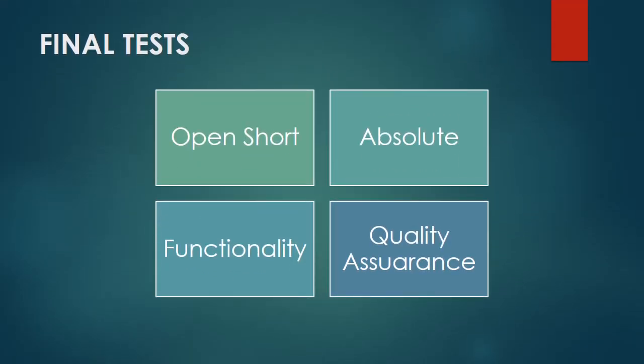There are a few tests that need to be done on the semiconductor. This test is called the final test. This test is a process of testing the packaged integrated circuit chips to specification. The purpose of this final test is to ensure that no device has been damaged during bonding and packaging. There are 4 tests mentioned in the seminar video. The first one is the open short test, the second one is the absolute test, the third one is the functionality test, and the fourth one is the quality assurance test.